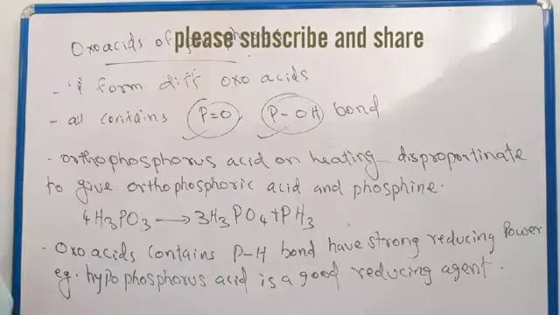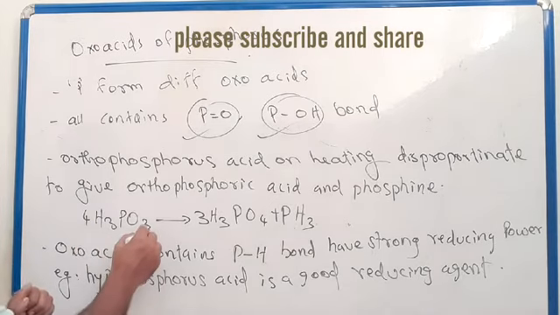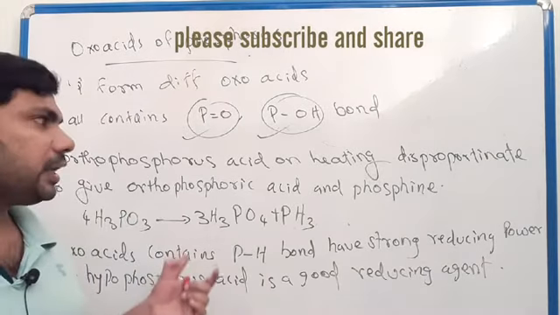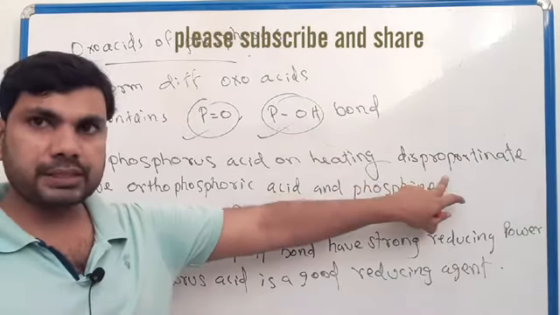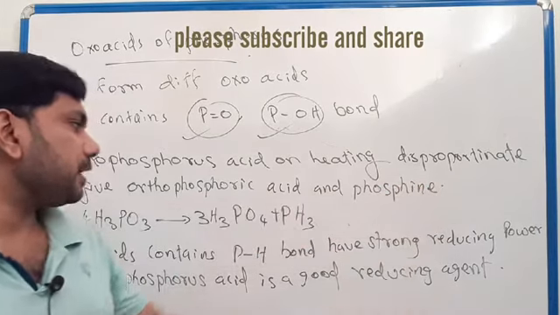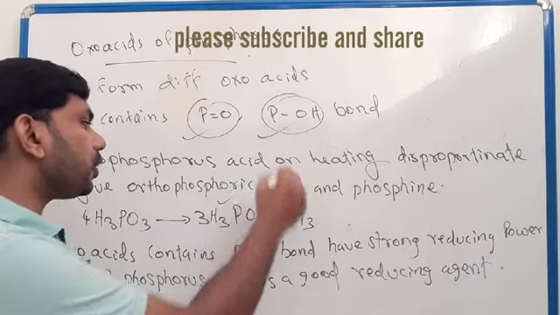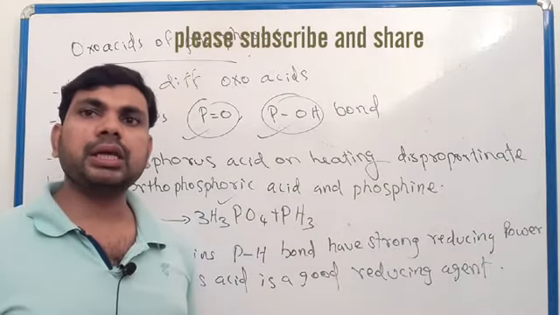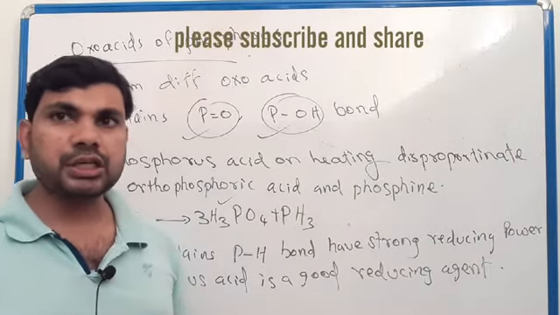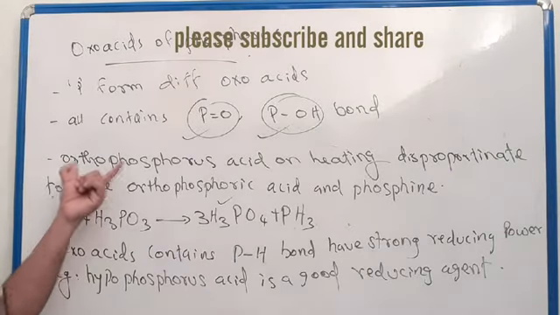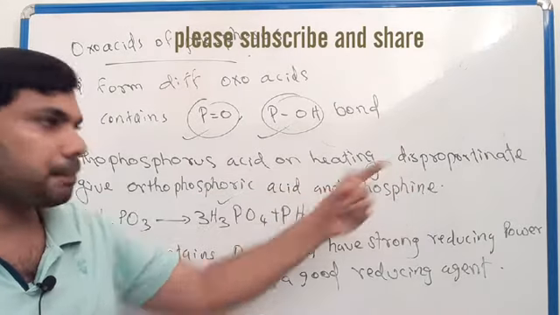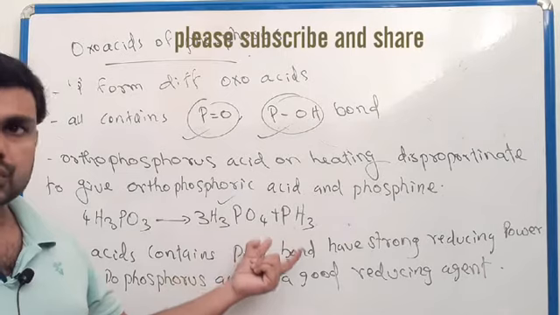Orthophosphorus acid means H3PO3. On strong heating, orthophosphorus acid undergoes disproportionation, and the products are phosphoric acid and phosphine. A disproportionation reaction is a chemical reaction in which both oxidation and reduction take place.